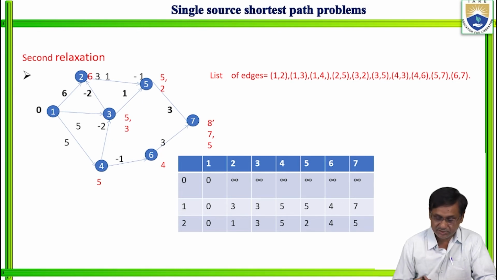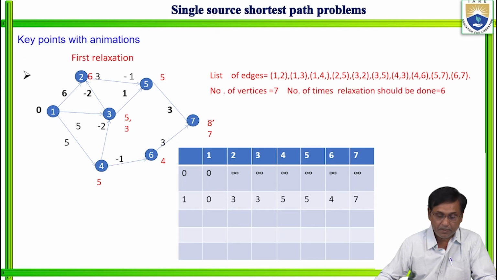Because the first relaxation the values are reduced to 3, 3, 5, 5, 4, 7, but after second relaxation the values are reduced: 3 is reduced to 1 and this 3 will be as it is and 5 will be as it is, but this 5 is changed to 2 and 4 is as it is and 7 is reduced to 5. Now coming to the third relaxation.